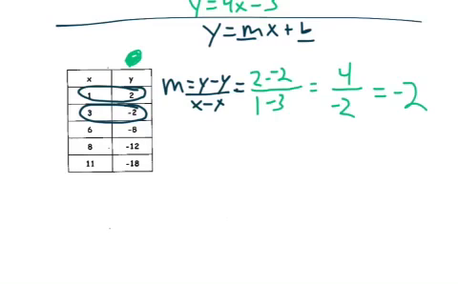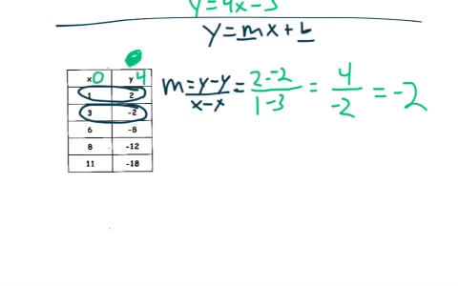Now to find a y-intercept, you can do one of two ways. You can work backwards, trying to find when x is 0. So you know it's going down by 2, so what does this number have to be? That if you subtracted 2 from it, you ended up with 2. Well, then it has to be 4. So the y-intercept is 4.